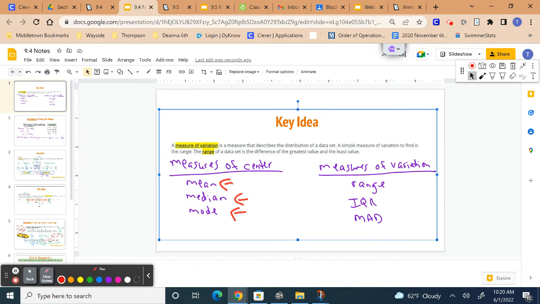Measures of center is when we are finding what the center values are of all of our data. Measures of variation is talking about how far our data varies from the least to the greatest. Yesterday we learned about range, which is our largest value minus our smallest value. And then we learned about IQR, interquartile range, which is quartile 3 minus quartile 1. Now today we're going to learn about MAD, which is mean absolute deviation.